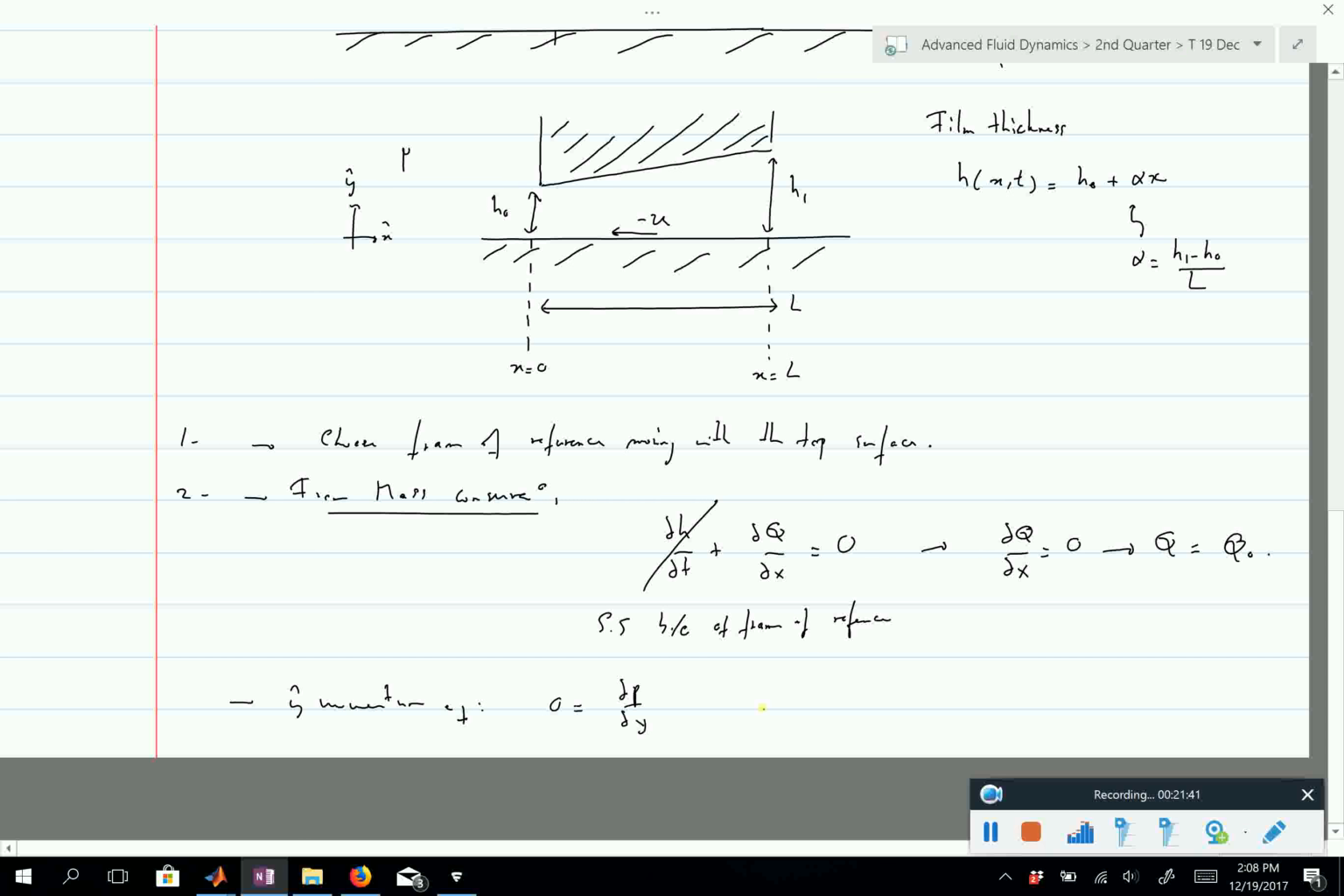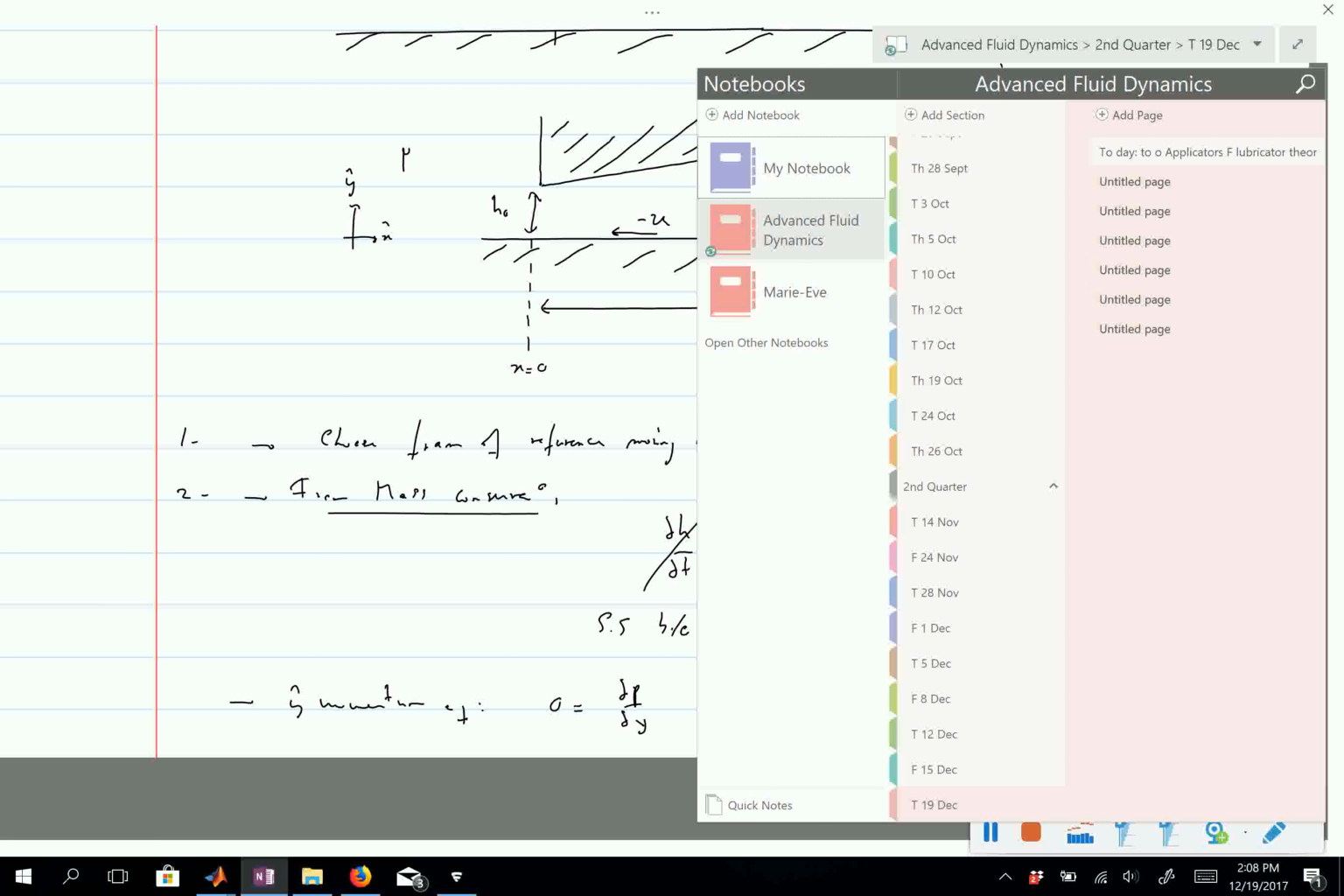So we have partial P over partial Y is equal to 0, which tells you that P is only a function of X. And is it a function of time? No. Because everything is steady in that frame of reference. So in the other frame of reference, P would be a function of T, but in the frame of reference attached to the top plate, then we don't expect P to be a function of T. So here, P is really just a function of X, and this is also because of our frame of reference. We are steady in that frame of reference. Okay. So P is only a function of X.